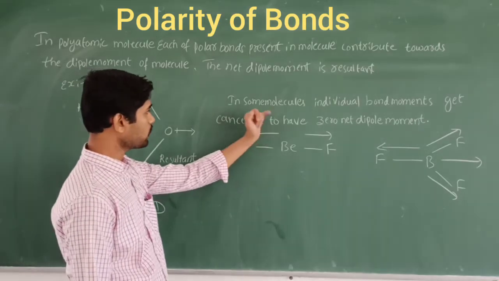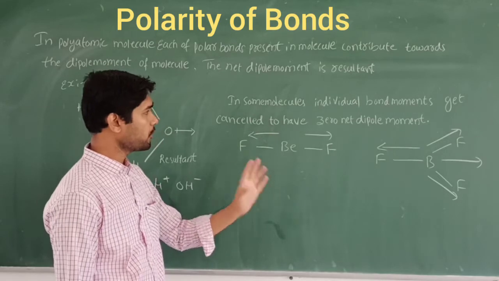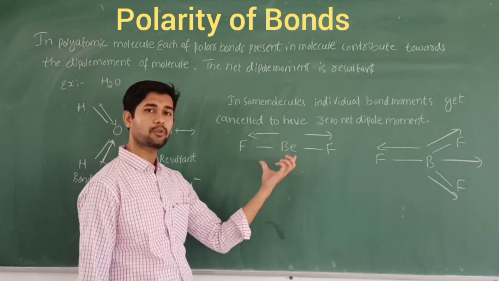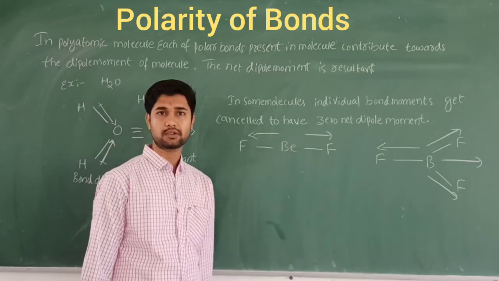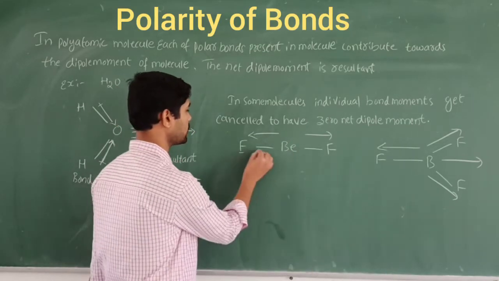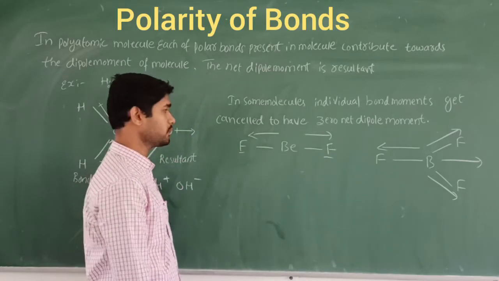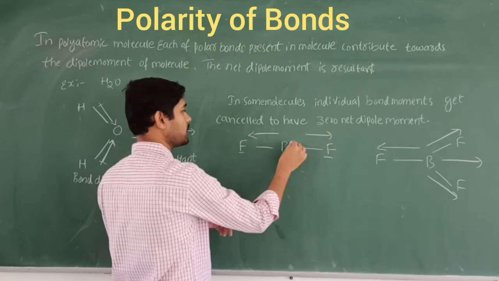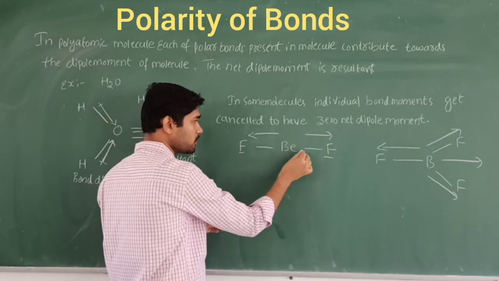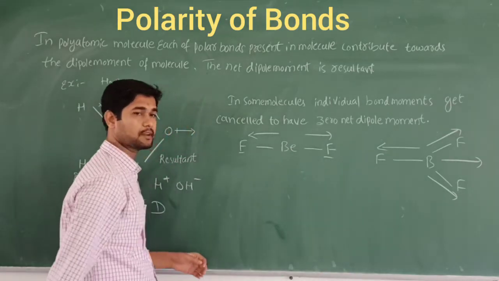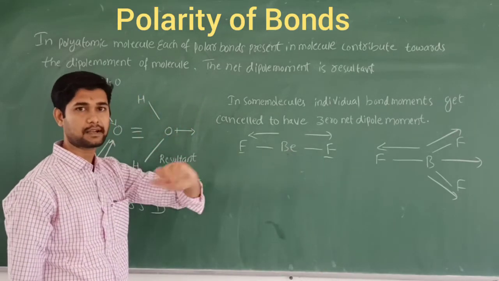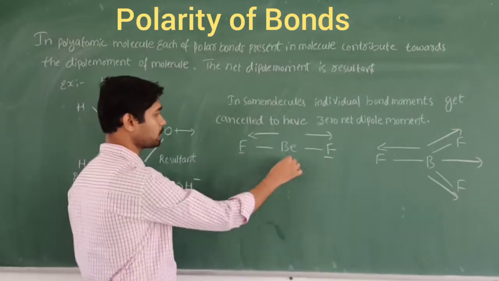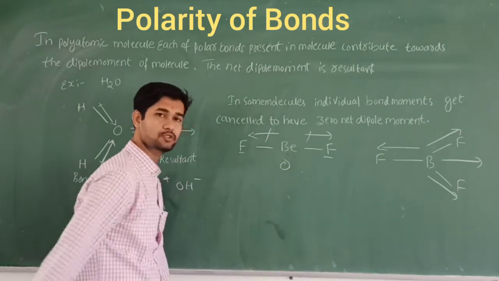In some molecules, individual bond moments get cancelled to give zero net dipole moment. What happens here is that in a polyatomic molecule with two electronegative atoms, the shared pair of electrons moves towards the higher electronegative element. Beryllium has the least electronegativity, whereas fluorine has the higher electronegativity, so the net dipole moment cancels and becomes zero.